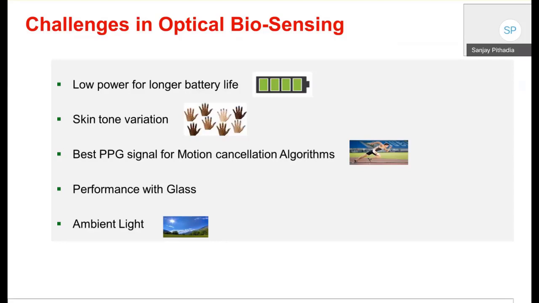And finally, the ambient light. When we are measuring this signal, we have to make sure that the ambient light is not creating any issues for this biosensing optical measurements, right? So now, with these challenges in mind, I would like to just show what TI is doing in medical.